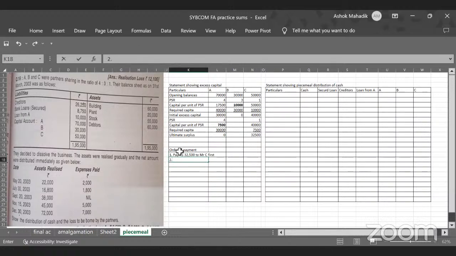Then second order of payment. For this you have to refer to the second last line. Second last line is how much? 30,000 in A and 7,500 in B. Only the last 2 lines are useful to you now while deciding payment order. Clear? So now what you will write? Pay 30,000 to A and 7,500 to B simultaneously.